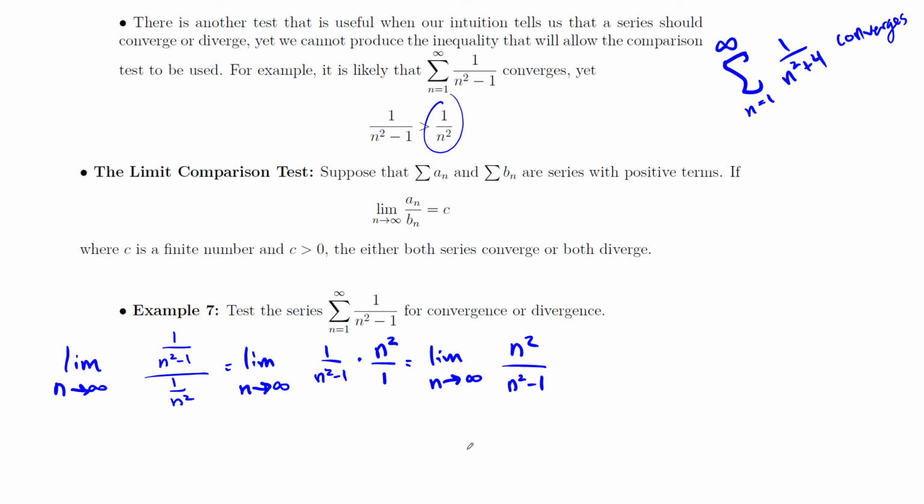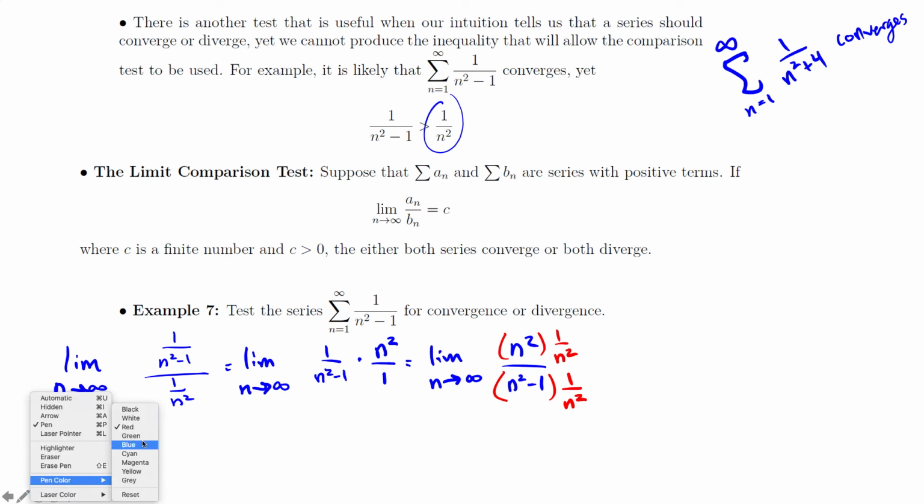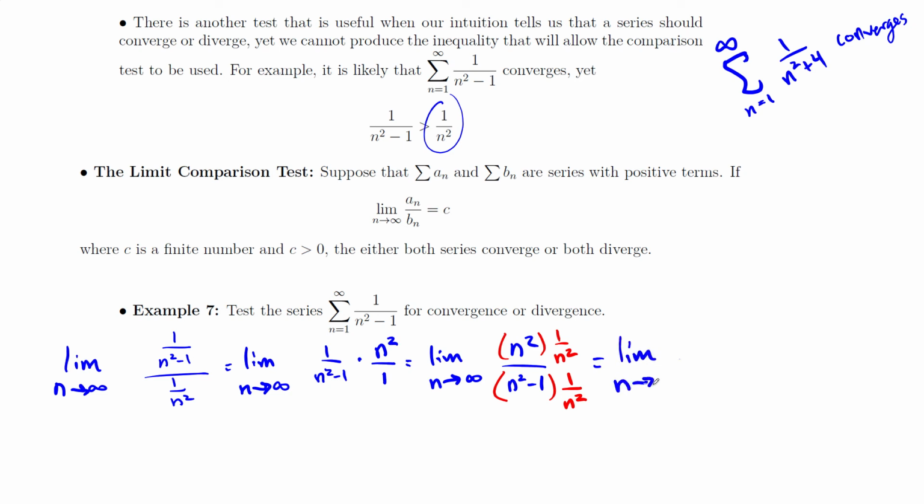And of course, we've played this game a couple of times, right? The whole goal is so that we have a constant term on the bottom without any variable in it, and where everything else has the variable in the denominator. So I'm going to multiply both the top and bottom of this by 1 over n squared. So we have the limit as n goes to infinity of 1 over 1 minus 1 over n squared, which is equal to 1. So that means either both converge or both diverge.